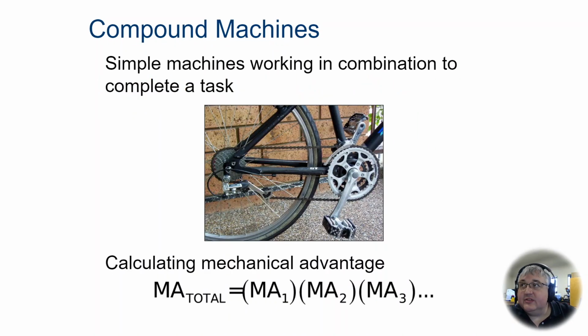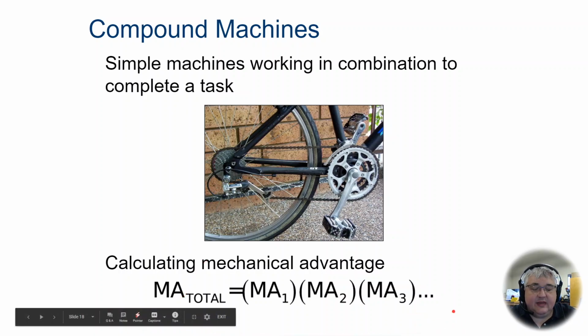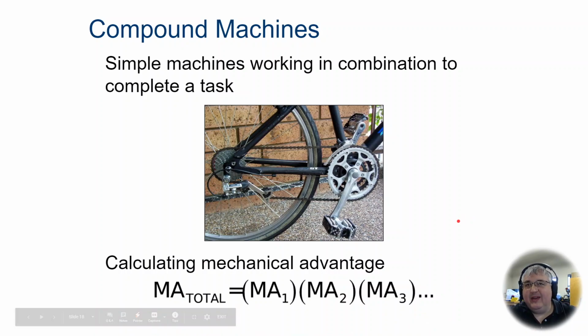Compound machines are just simple machines working together. In that case, just like we talked about before, you multiply them together. Figure out the mechanical advantage of the first thing, the second thing, the third thing, and then multiply them together, and that's the total compound machine's mechanical advantage. All they mean by compound machine is a series of simple machines working together.